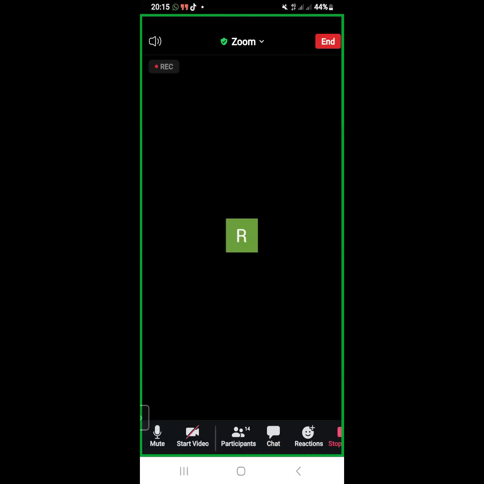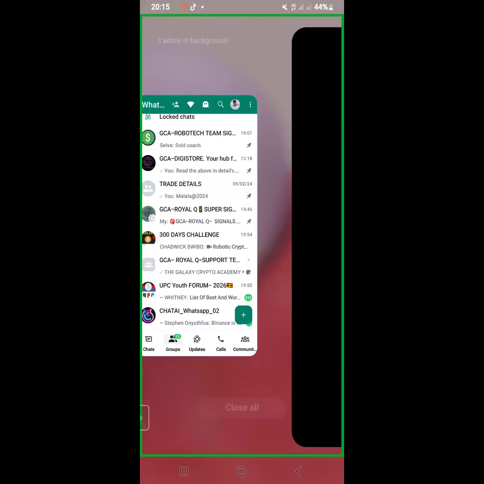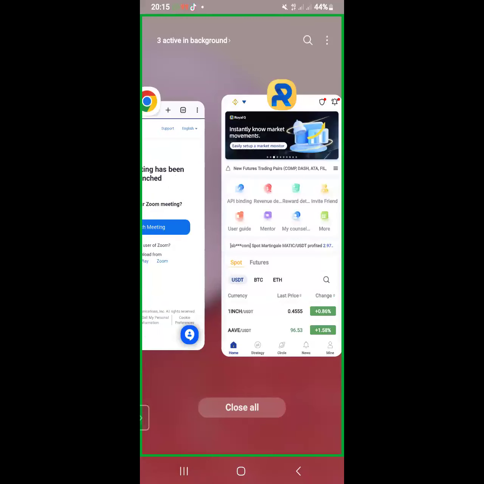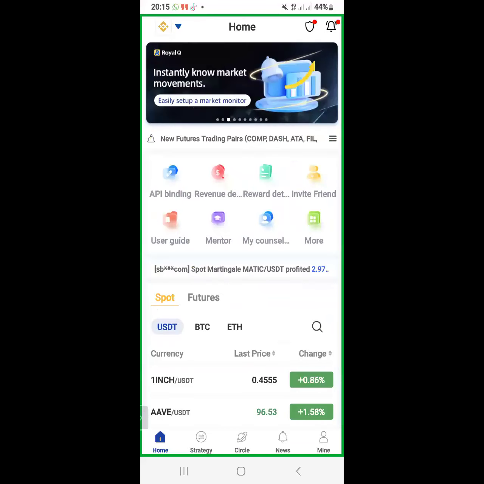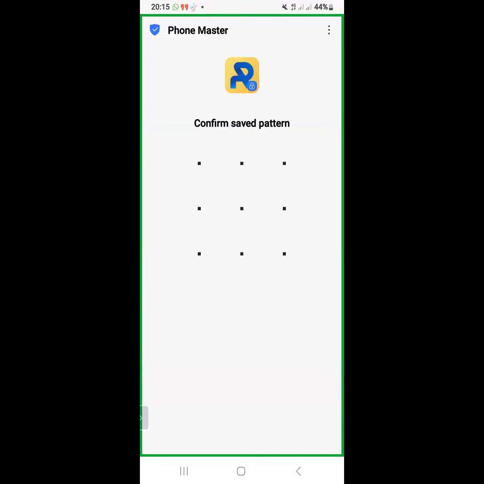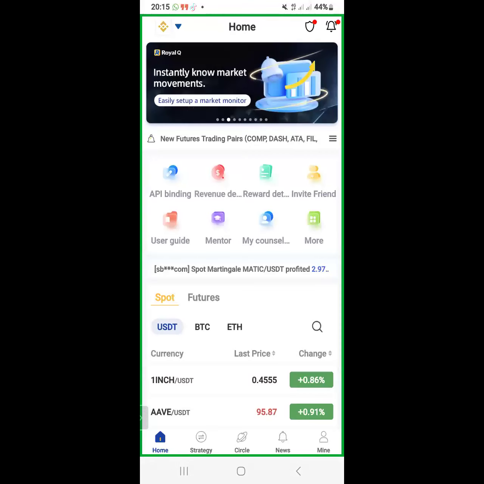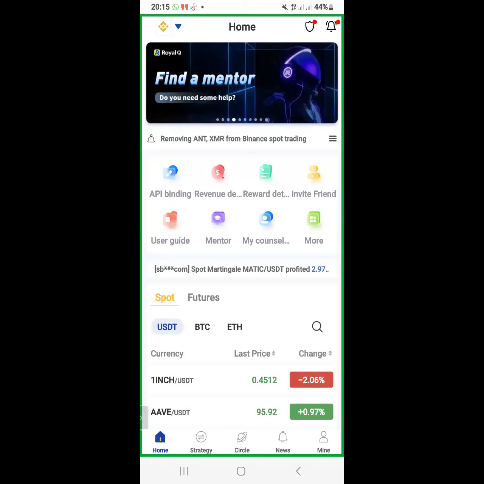Okay. So this is our third class. This is our third mentorship class in the Understanding the Royalq bot series. I hope that those who missed the other two will find time to go and check through them.